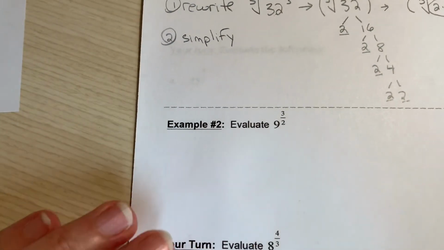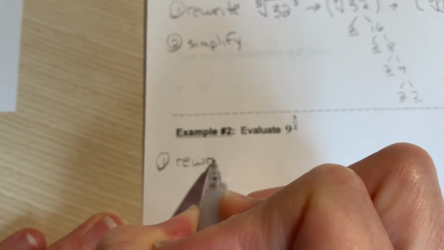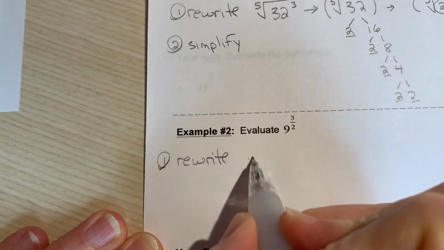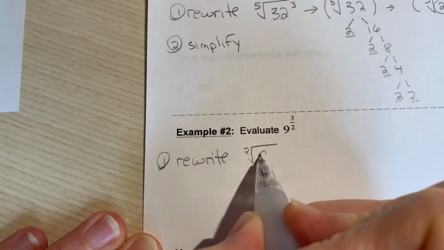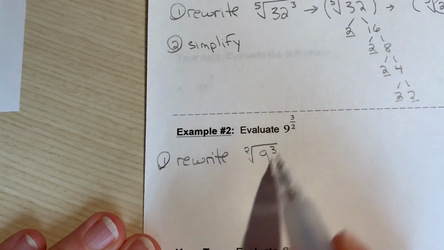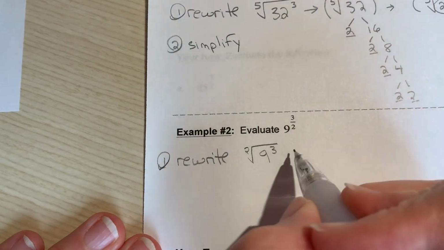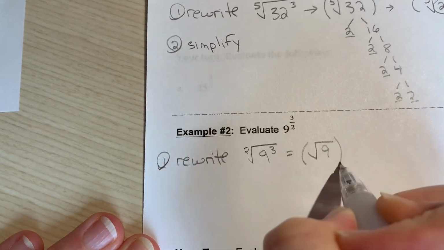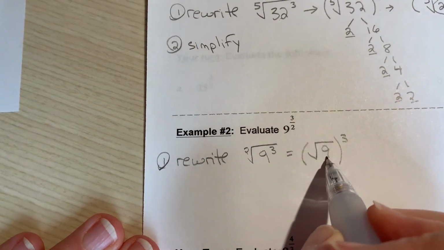All right, let's try another one. First step, rewrite. And when I say rewrite, I mean as a radical. Root is 2, which is just a square root. I'll put the root though. 9 is the base. The power is 3. Again, 9 to the third power is a big number. I don't want to do a tree on a big number. So I am going to move that power to the outside. Now do a tree on 9.